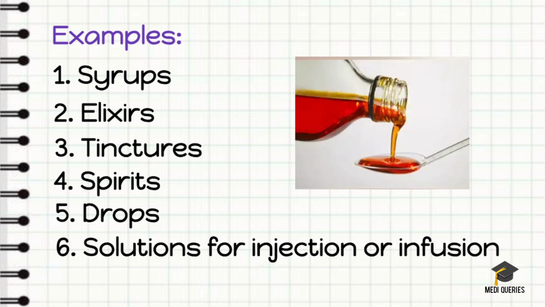And drops. These are small volume solutions meant for oral, ophthalmic, nasal or aural uses. Okay, and another type of dosage form is solutions for injections or infusions. These are sterile monophasic solutions administered parenterally. Okay, so these are the various monophasic liquid dosage forms.